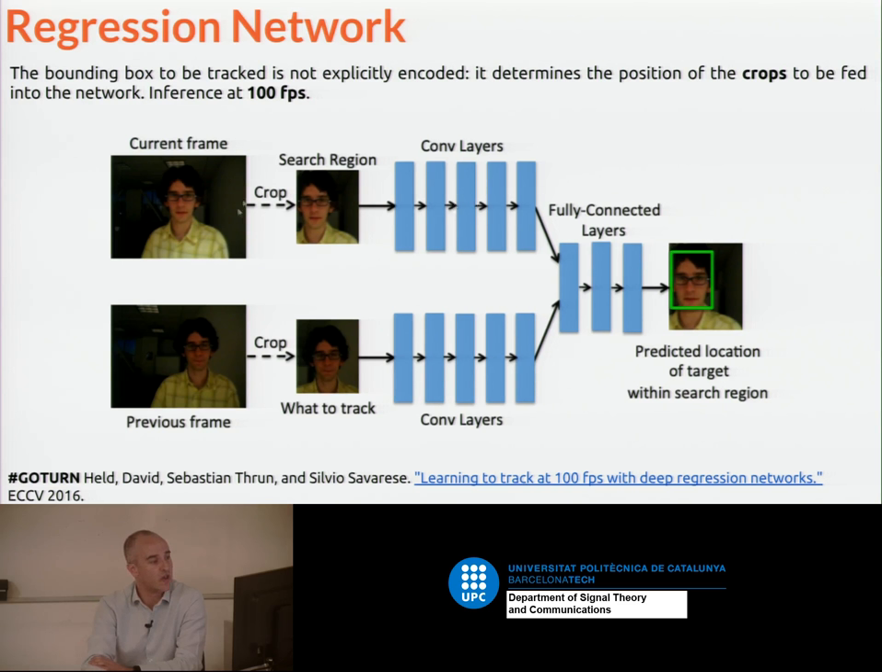So first of all, you are not feeding the whole frame into the convolutional network, which makes things a bit easier. And the crop in the target frame, the frame where you want to track this object, the spatial location of the crop is defined by the coordinates on the previous frame. Then you feed this crop, the search region, and the object you want to track, both of them into the convolutional layers, and at the end you have some fully connected layers. And the output is the bounding box, so the coordinates of the bounding box on this crop. What is nice is that, of course, to train this, you need annotated data. When you train, you need to have many bounding boxes to train all these parameters.